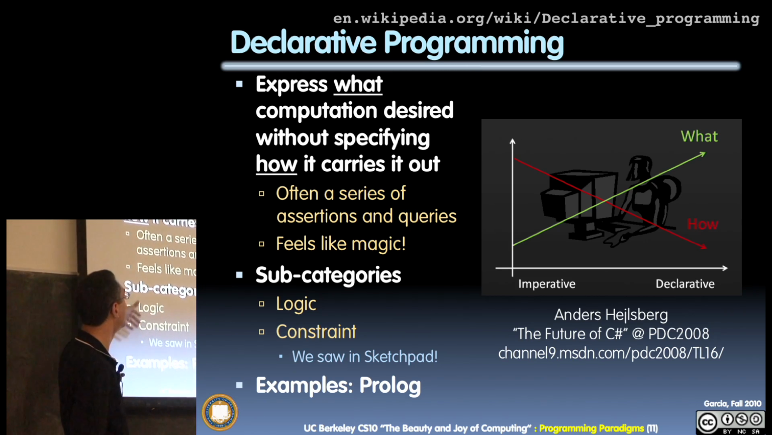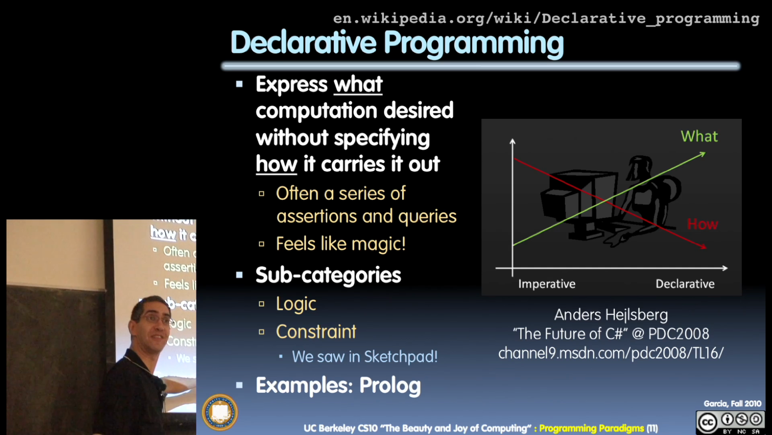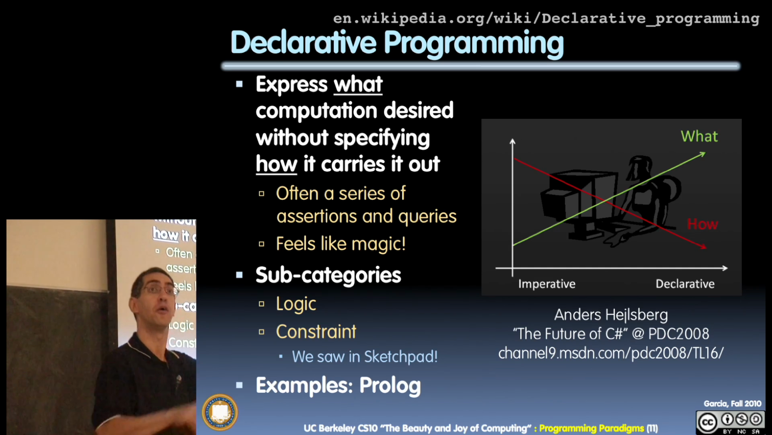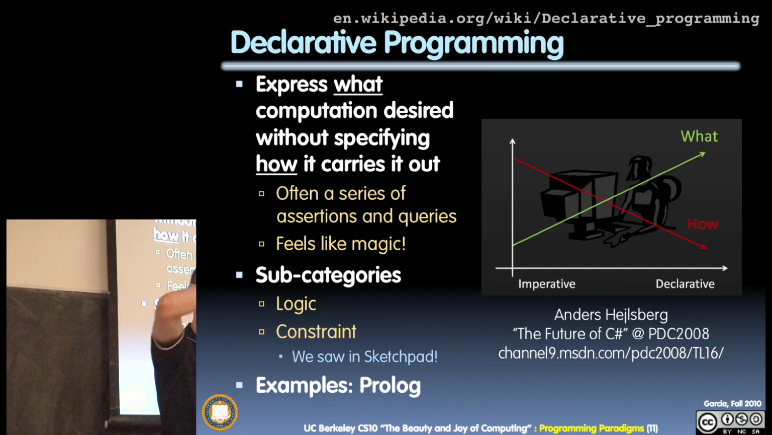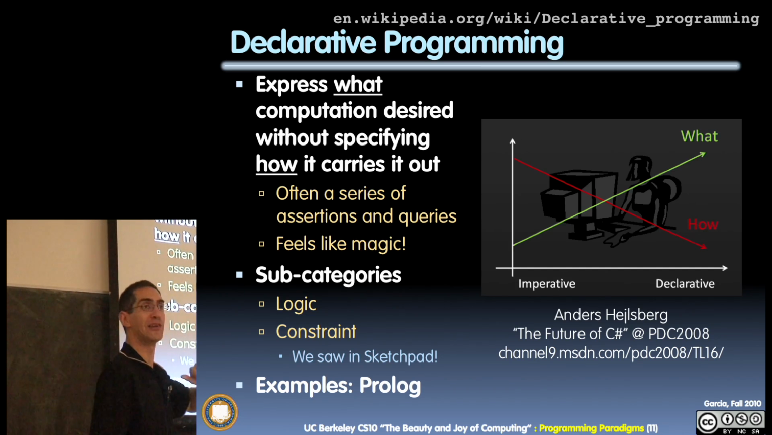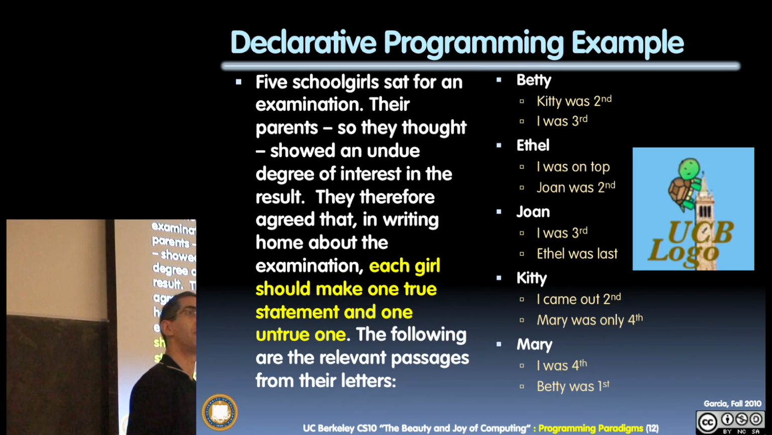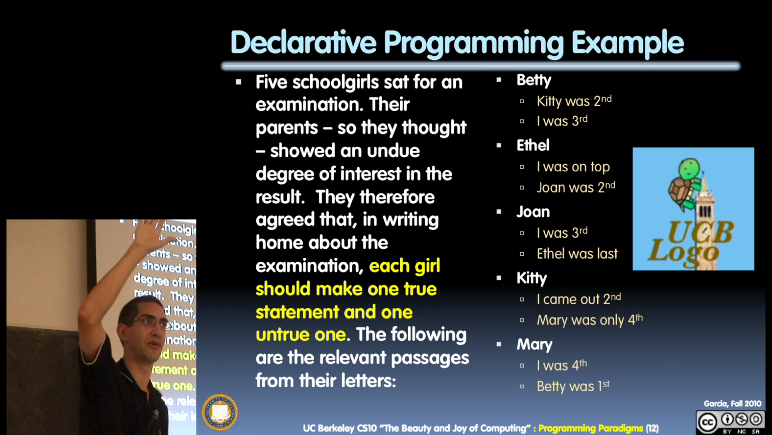So the subcategory is logic and constraint-based. We saw some constraint-based programming in Sketchpad, actually, where I said I want these 3 guys to be mutually perpendicular, and it all worked its way out. That was a set of constraint-based programs. So let's actually look at this. Have you ever seen this kind of puzzle before? Raise your hand if you've ever seen a puzzle like this before.